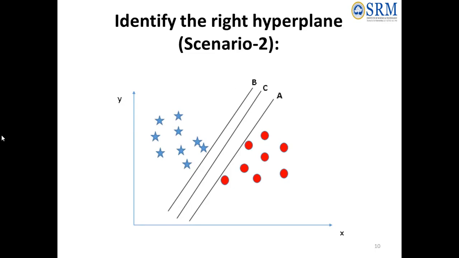Even if A is considered, there is no margin for red; it is very close to red. And when you consider B, there is no space from the hyperplane to the elements available here. So we consider C as the correct hyperplane, because C is a hyperplane which divides equally. The margin is given equally, so C is considered the correct hyperplane.